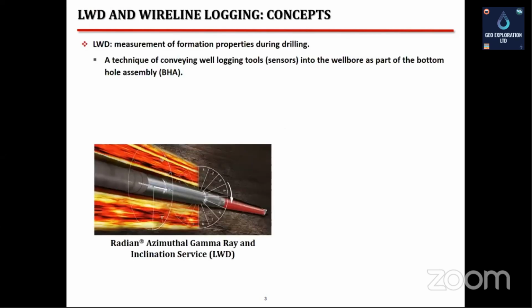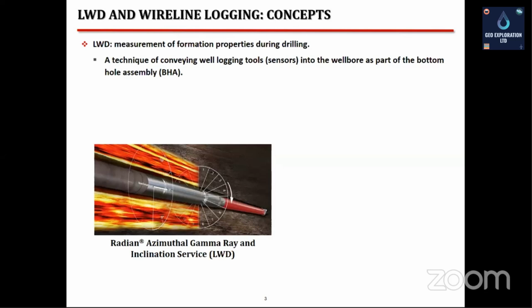LWD and wireline logging concepts. Coming to the concepts of LWD and wireline logging. LWD is short for logging while drilling. It is the measurement of formation properties during drilling. It is a technique of conveying well logging tools or sensors into the wellbore as part of the bottom hole assembly. The figure is an example of an LWD tool provided by Halliburton. It conducts the directional survey as well as measures total gamma ray of the formation being drilled and simultaneously displays data to monitors at the surface.